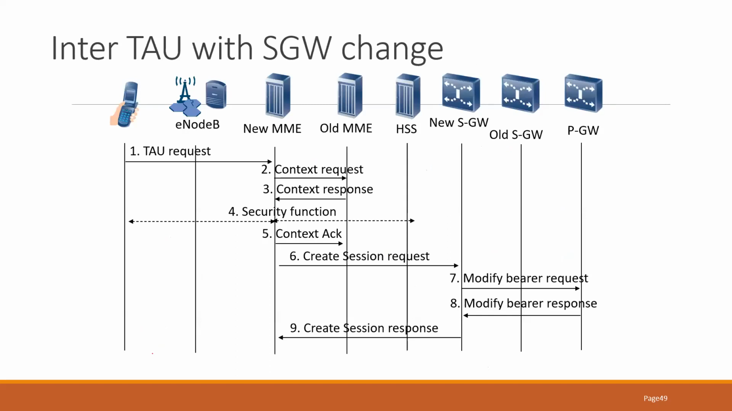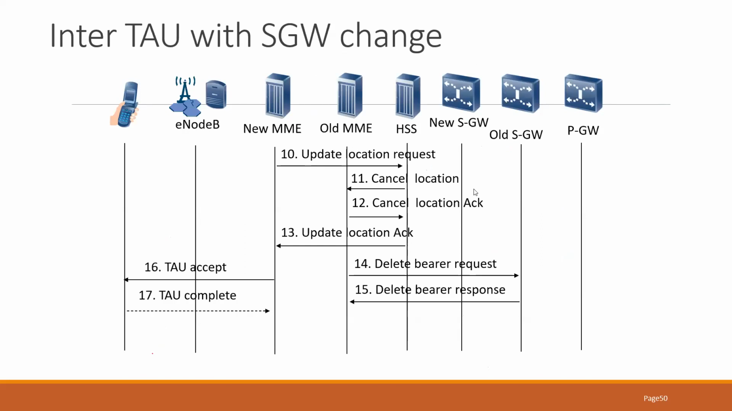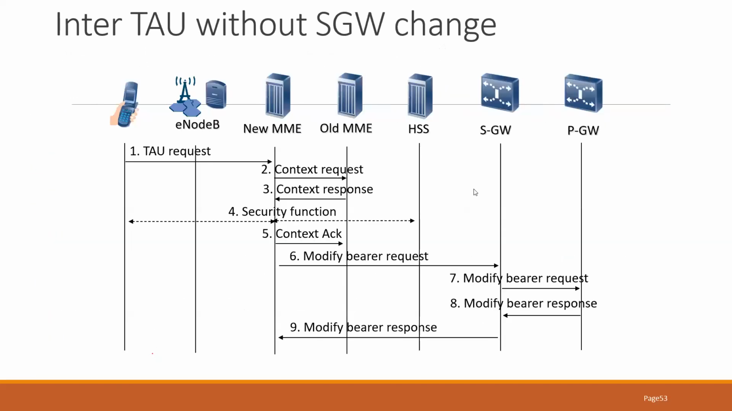Okay, so I think without SGW change, we can go first. That will be a bit easy to understand, and then we will go to with SGW. Okay, so you send a tracking area update request. You have a GUTI available with you, and you have a TAL available with you. Based on your tracking area list, the MME will identify which old MME was serving you, and based on your GUTI, it will send that GUTI to the old MME and ask it for the context information.